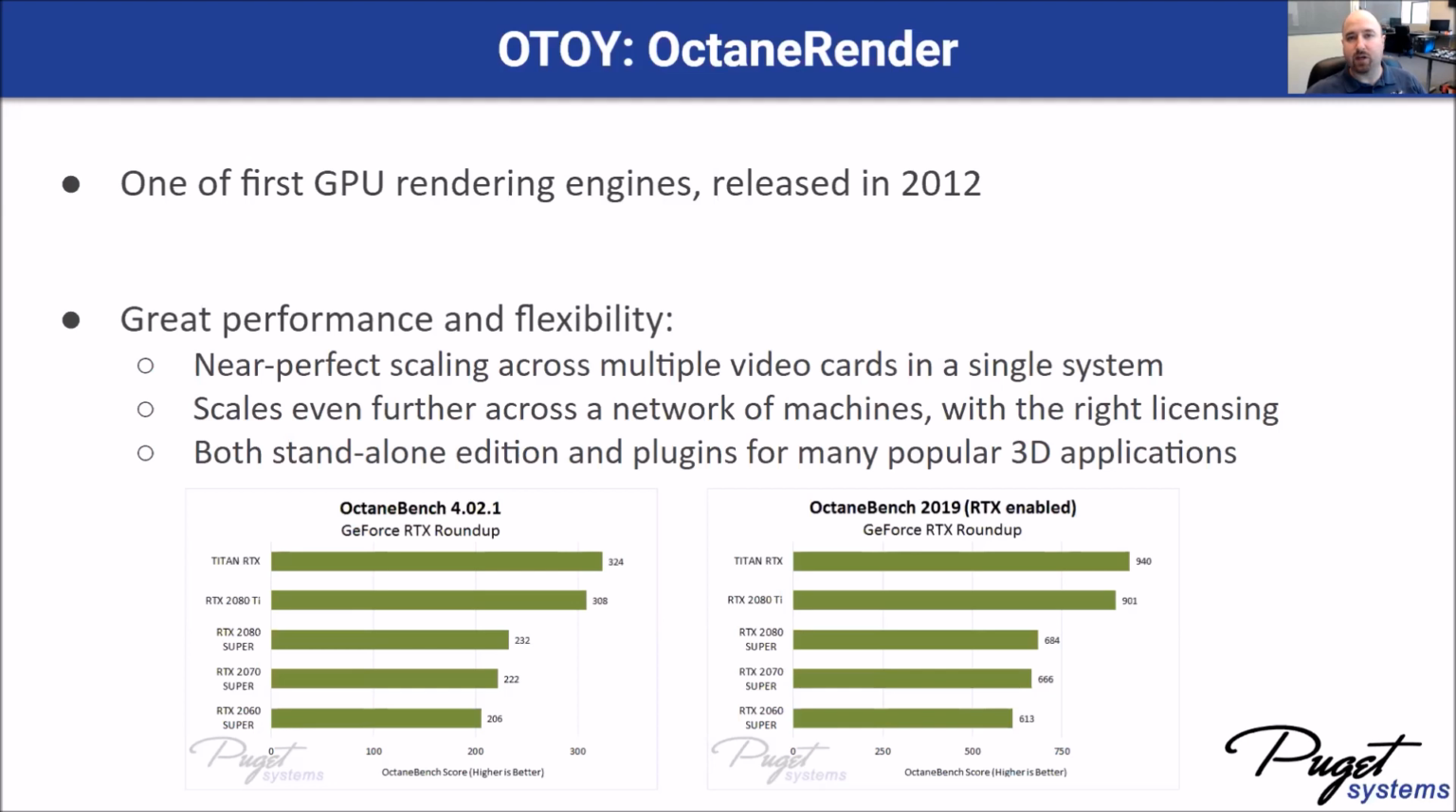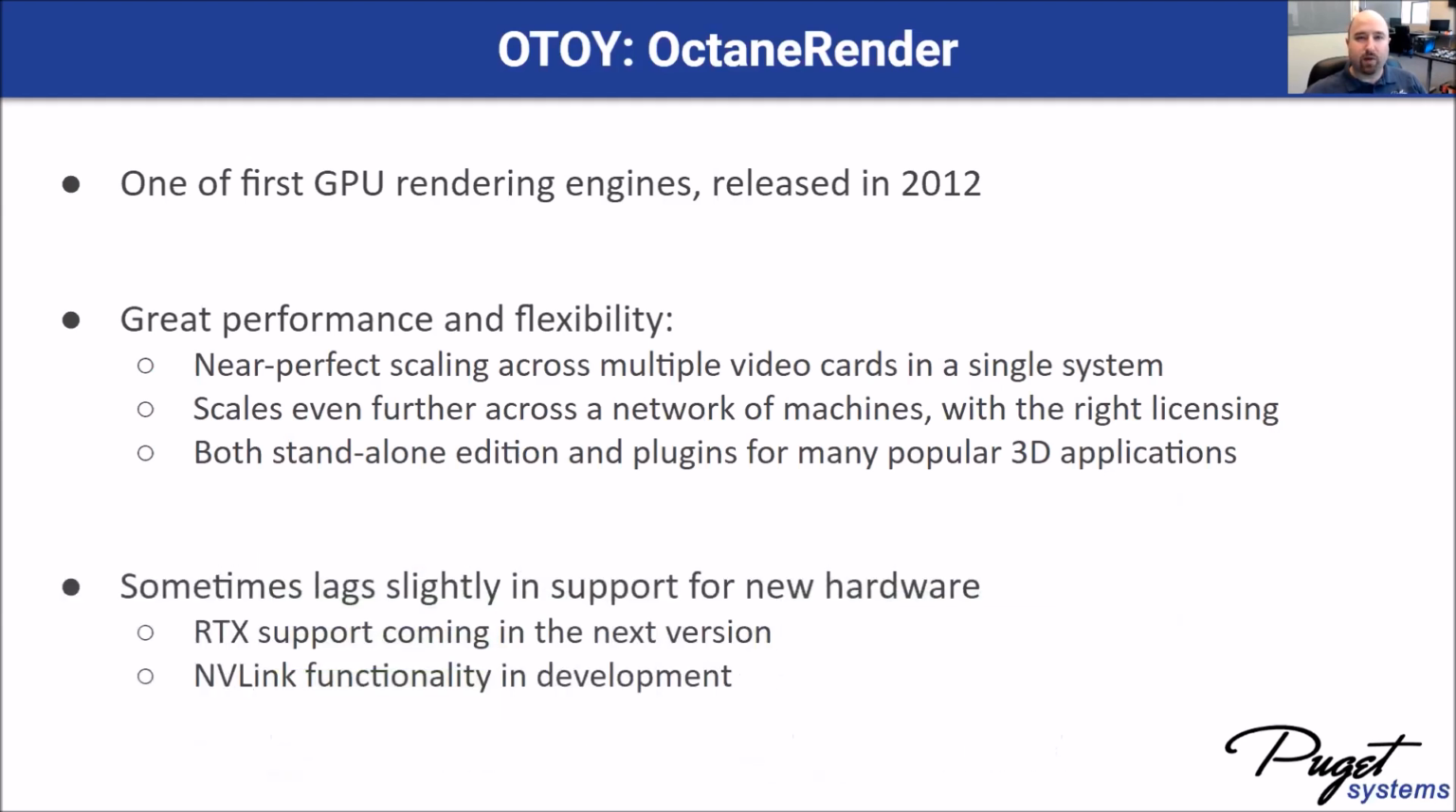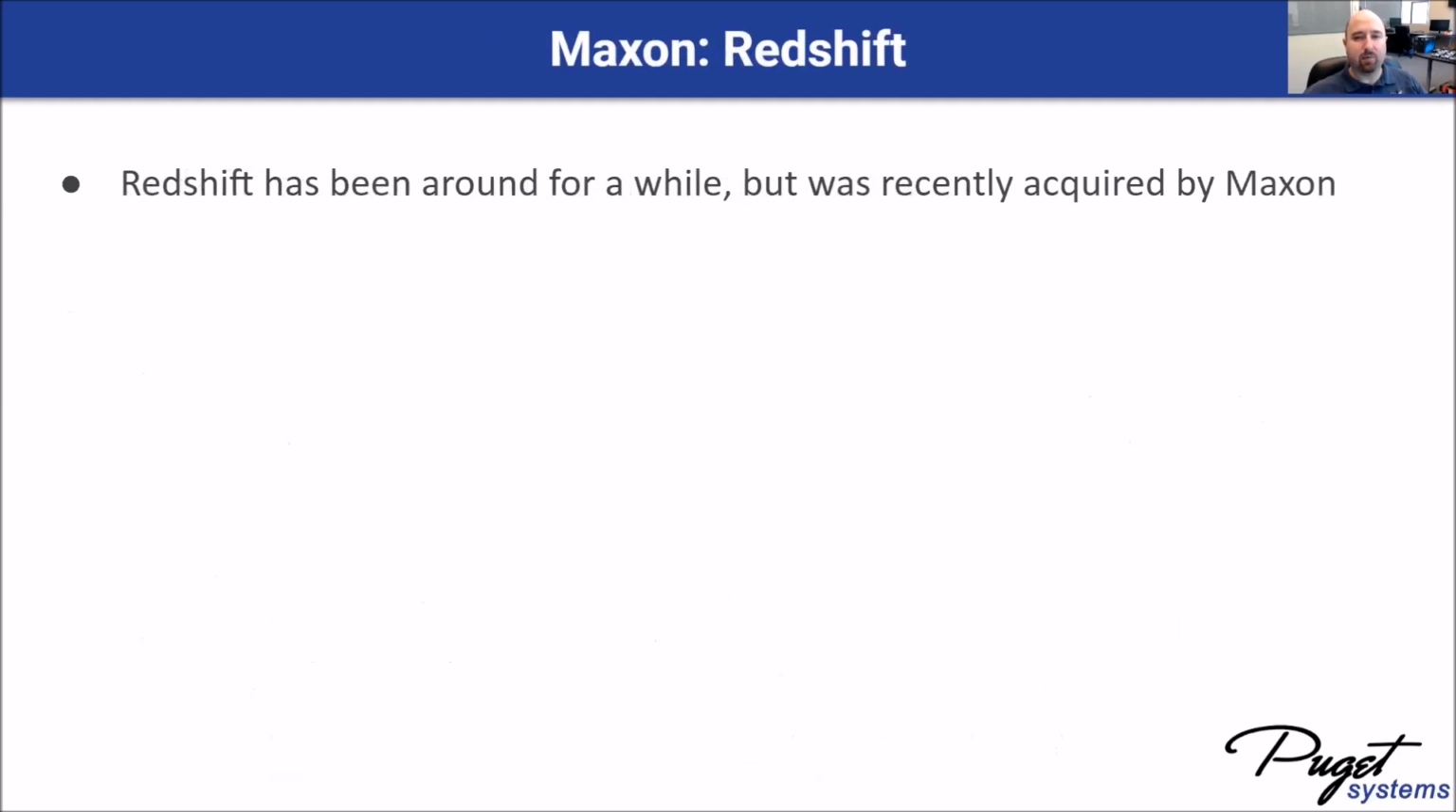I'd say for most folks anywhere from a 50% to a 300% increase in performance, depending on your scenes and things like that. One thing with OctaneRender that I have noticed is that they tend to lag a little bit in support for new hardware. For example, our RTX stuff that's been around for nearly a year still is coming in the next generation of their software. They're also still working on NVLink, but that's kind of the case with any of these rendering engines. It's going to take them a little while to adapt to new technology as it comes out, but they've done a good job of working on keeping pace with that.